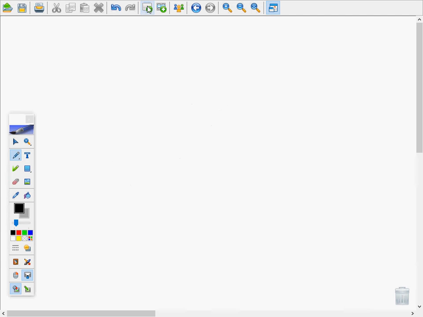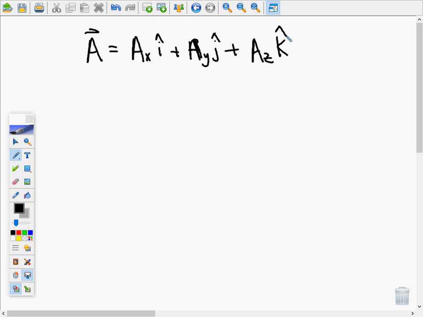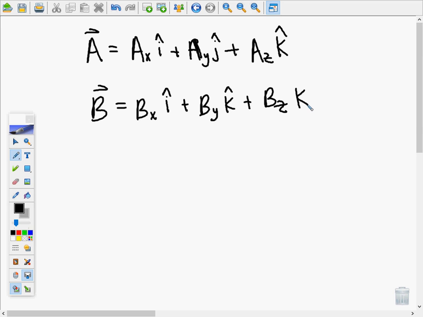So, putting this all together, if we had a three-dimensional vector a sub x times unit vector i plus a sub y unit vector j plus a sub z unit vector k, and vector b is b sub x times unit vector i plus b sub y unit vector j plus b sub z times unit vector k.